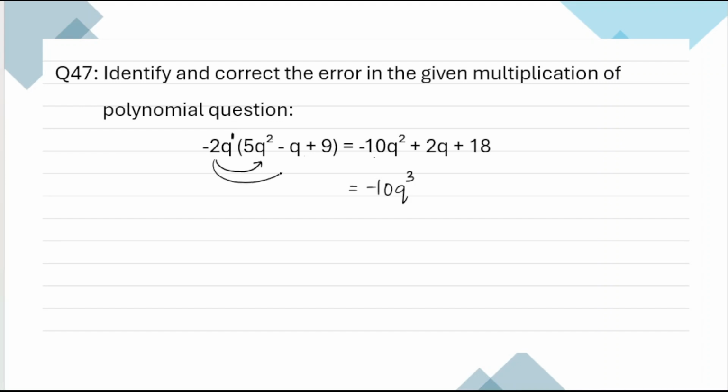Then negative 2q is multiplied by minus q. It will give me minus minus plus 2q square. Why? Because this is also power 1, this is also power 1, 1 plus 1 is 2. And then minus 2q multiplied by 9 will give me minus 2 times 9, which is minus 18q. That is our correct answer, not this one.